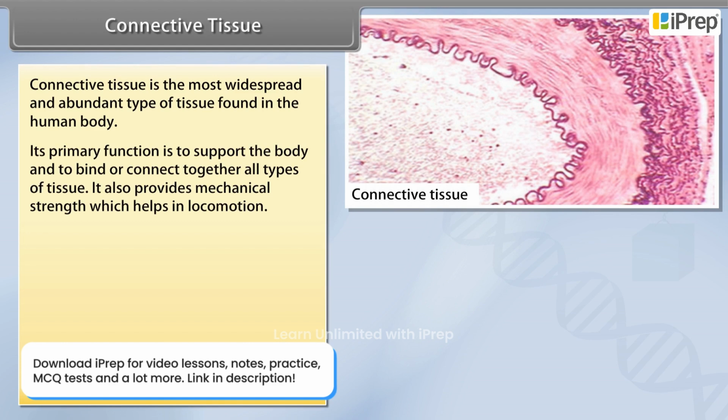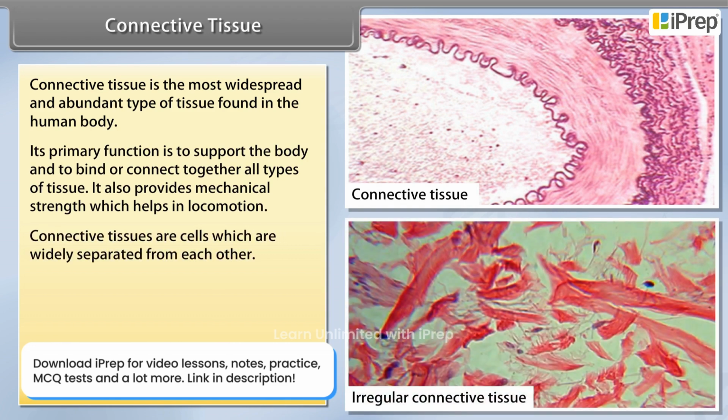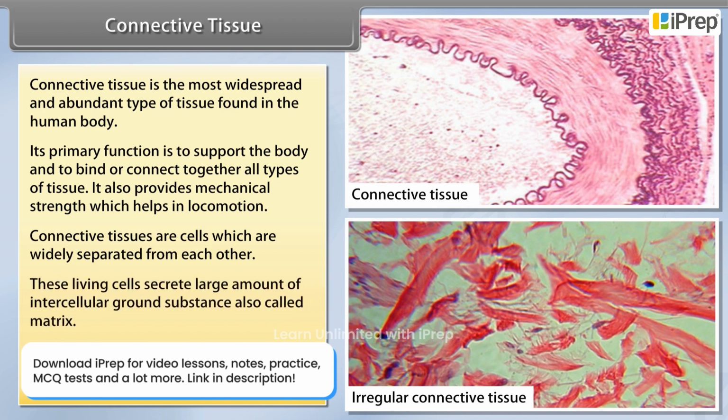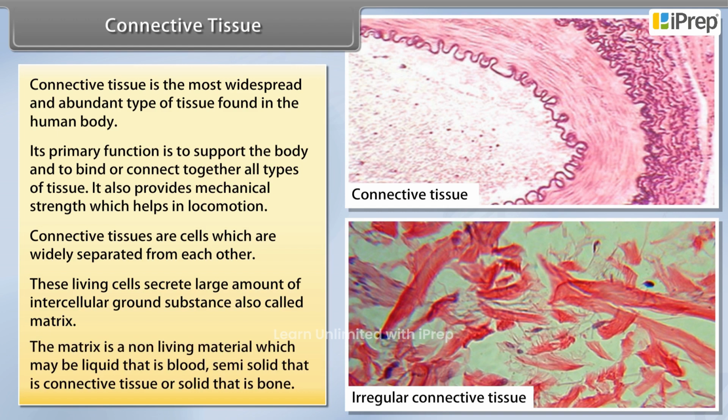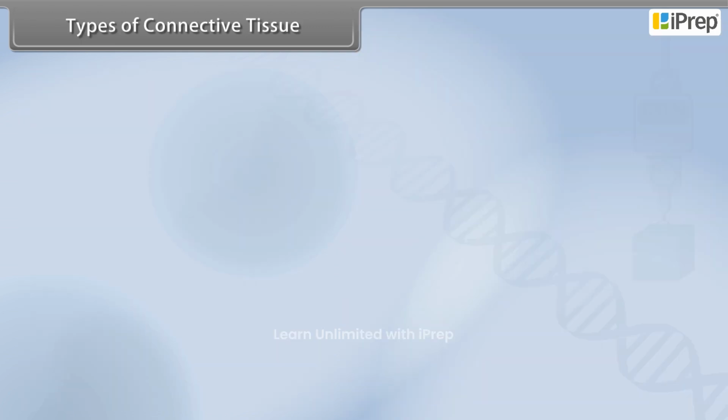It also provides mechanical strength, which helps in locomotion. Connective tissues have cells which are widely separated from each other. These living cells secrete a large amount of intercellular ground substance, also called matrix. The matrix is a non-living material which may be liquid, that is blood, semi-solid, that is connective tissue, or solid, that is bone.